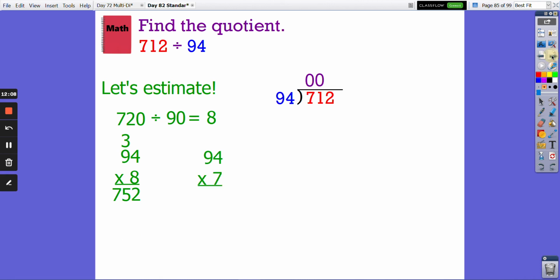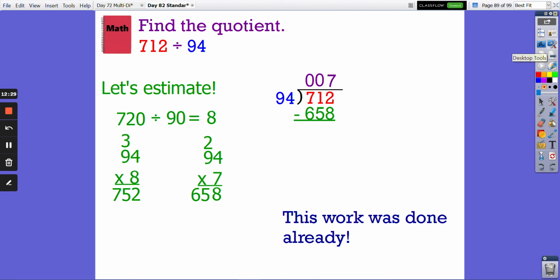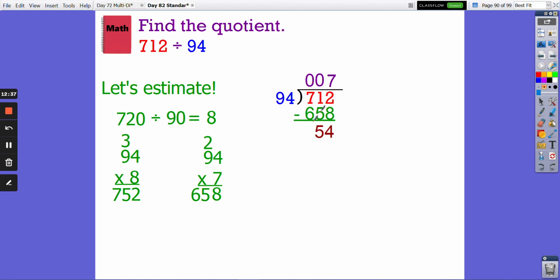So we need to try 7. So now we're going to do 94 times 7. So 4 times 7 and 7 times 9. We end up with 658. Okay, so that works, right? So we're going to go ahead and use 7. So 7 times 94, we already did the work, so we're going to put 658 here. Okay, so we have 658. So now we're going to subtract 712 minus 658, and we end up with 54.